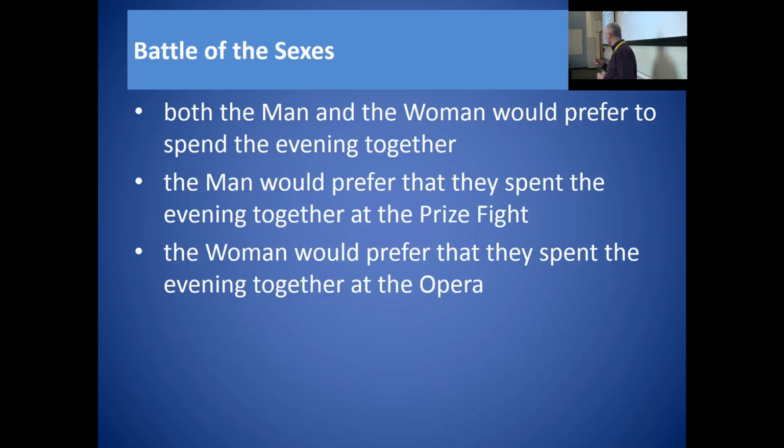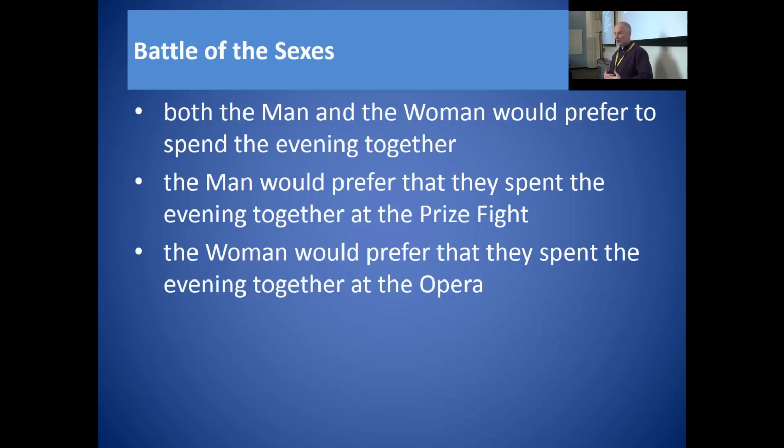In normal form, we need three things. We need the players. We've got the man and the woman. We need their strategies. We've got opera and prize fight. But we also need their preferences, their payoffs. Well, I've just described them for you there. I've told you what the man and the woman want. They want to go to the same venue. But the man would prefer that they go to the prize fight together. The woman would prefer that they went to the opera together. So I've set this game up for you.